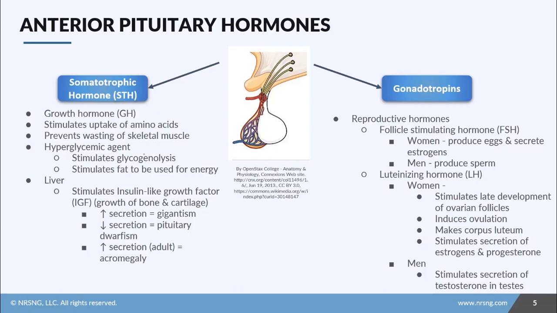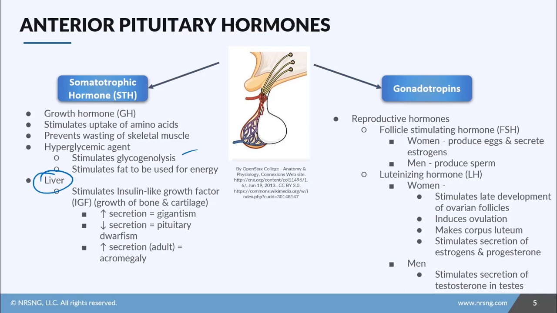The other thing that it does is it acts like a hyperglycemic agent. So in the event of a low blood sugar, it's actually going to stimulate fat to be used for energy, and it also stimulates this process called glycogenolysis, which helps to convert glycogen to glucose. Now, in the liver, there's this insulin-like growth factor, IGF, which promotes the growth of bone and cartilage.